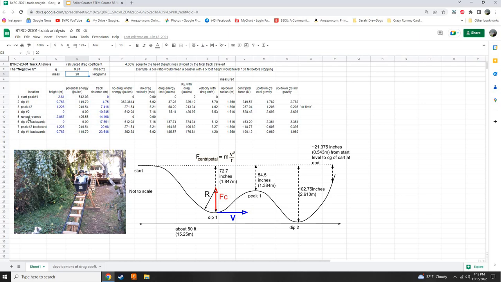So this is a reversing. Over here, we don't really have anything going on other than it's at a certain height. And then it reverses and goes through dip 2 backwards, has some potential and kinetic energy, and it goes over peak number 1 backwards. That should say peak number 1. Peak number 1 backwards. And then it goes through dip number 1 backwards, and I didn't do any more calculating than that on here.